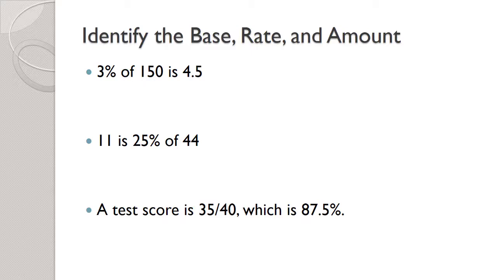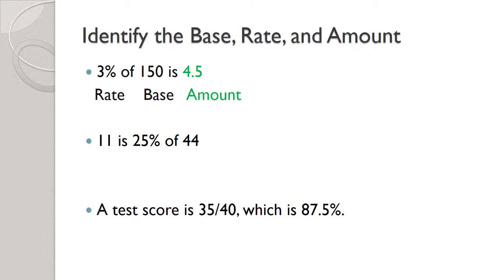Let's look at these 3. The first one, 3% of 150 is 4.5. There's no question there, that's just a fact. So what are your base, rate, and amount? Well, first of all, 3% is the rate because it's got the percent sign by it. The rate usually jumps out at you. Now, what's the whole thing? The whole thing is 150. That makes it your base. And 4.5 is the 3%. That's the amount that's worth.